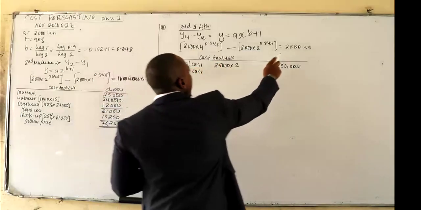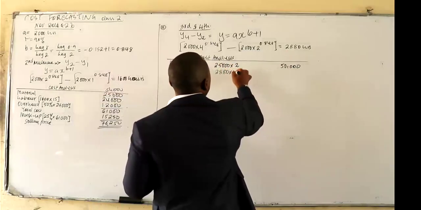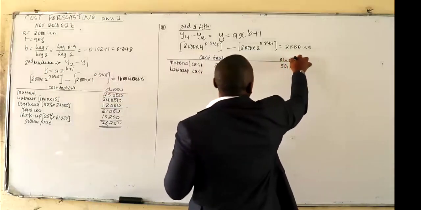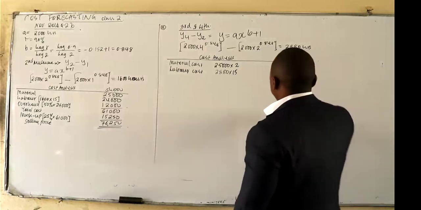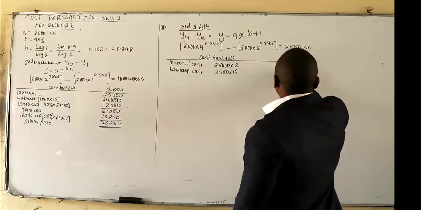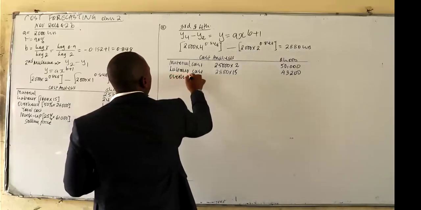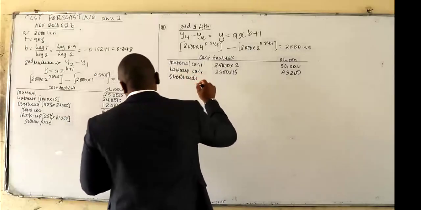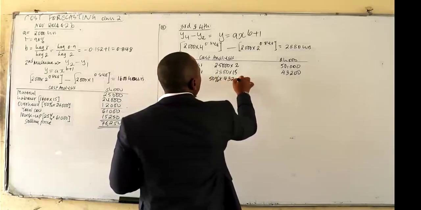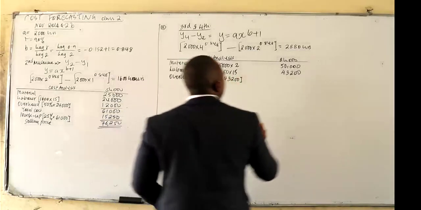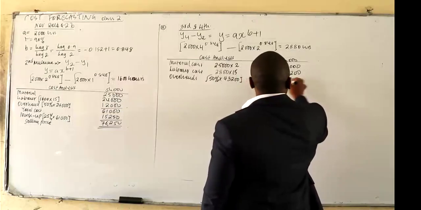Now you need 2880 hours, and the cost per hour is 15. So you take 2880 each at 15, you get an amount of 43,200. And then we have overheads. Overhead is 50% of the labor cost. So you take 50% of 43,200, and you get an amount of 26,600.